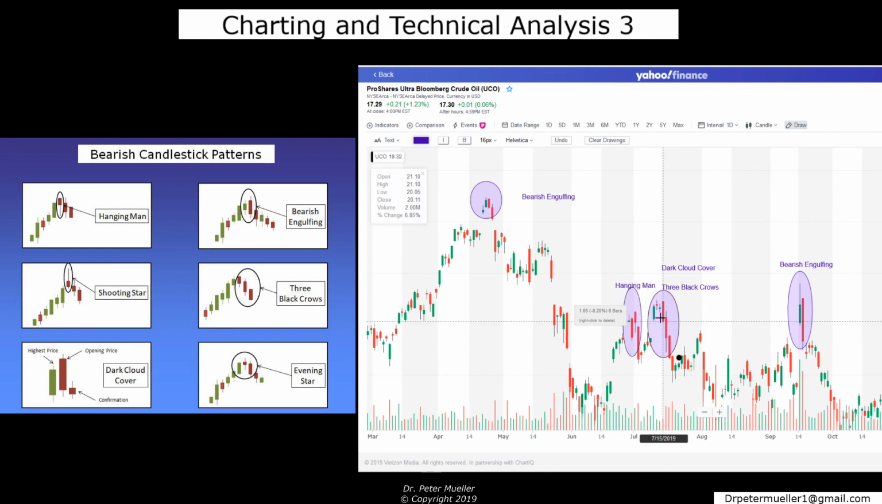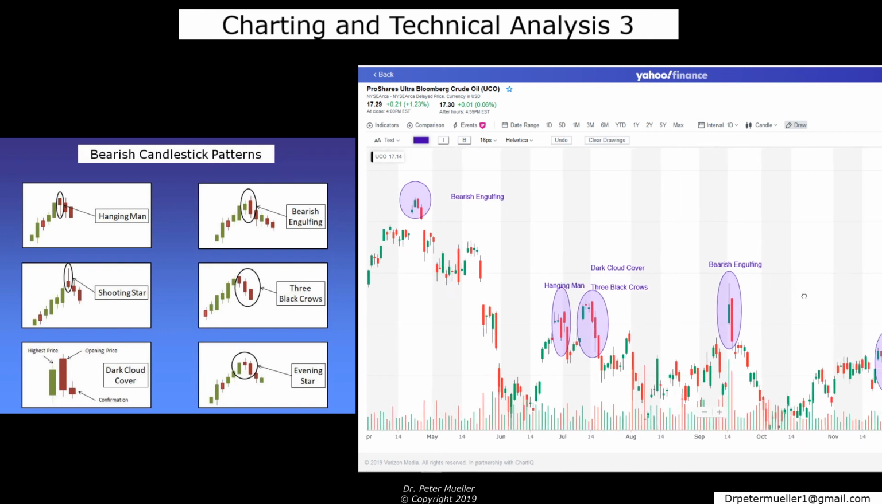And then you have here the 3 black crows and the dark cloud cover in one formation. The dark cloud cover are these little 3. It is green, red, green. More important, those 2 green ones indicate the end of the uptrend, followed by an engulfing big red candlestick. And this pattern of 3 or 4 is the dark cloud cover. And then we have 2 more big red down days, which is 3 black crows.